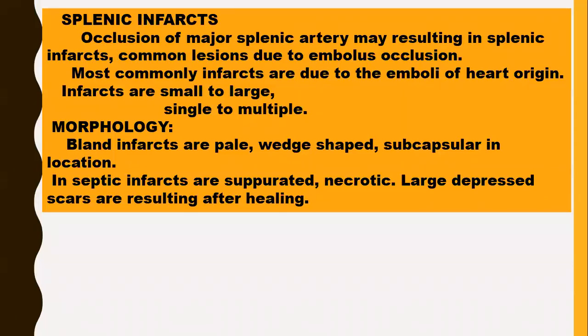Splenic infarcts. Occlusion of major splenic artery may result in splenic infarcts, the common lesions due to embolus occlusion. Most commonly, infarcts are due to the emboli of heart origin. The infarcts are small to large and single to multiple. And the morphology of spleen, in case of splenic infarcts: the bland infarcts are pale, wedge-shaped and subcapsular in location, while the septic infarcts are suppurated and necrotic, and there are large depressed scars resulting after healing.